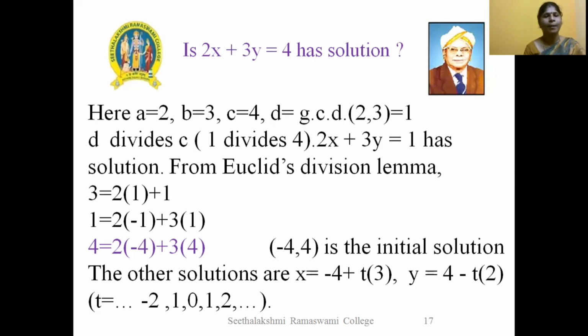Here, minus 4 comma 4 is the initial solution. The other solutions are x is equal to minus 4 plus t into 3 and y is equal to 4 minus t into 2, where t is equal to minus 2, minus 1, 0, 1, 2, etc. Thank you.